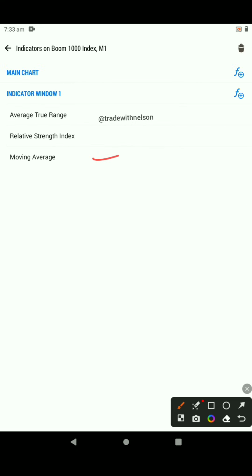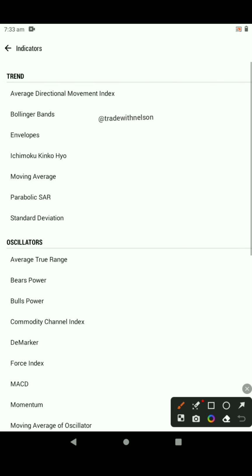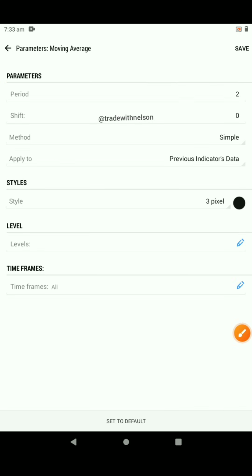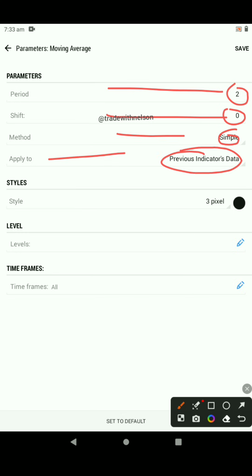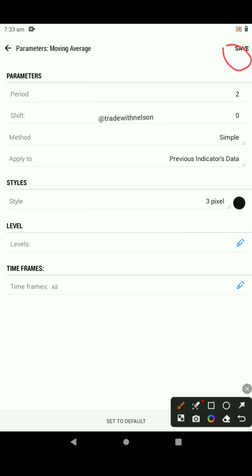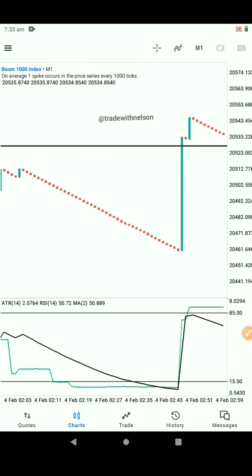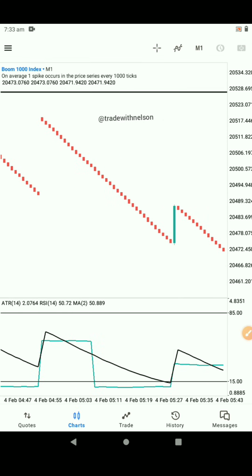And for the last indicator, which is the moving average, click on the F icon on indicators window 1. This is your moving average. Click on that, make your period 2, shift 0, method simple, apply to previous indicator data so that it will show on the previous indicator. For the style, make it 3 pixels and select a color of your choice. After that, you click on save. If you follow the settings correctly, your chart should look exactly like what you see over here.